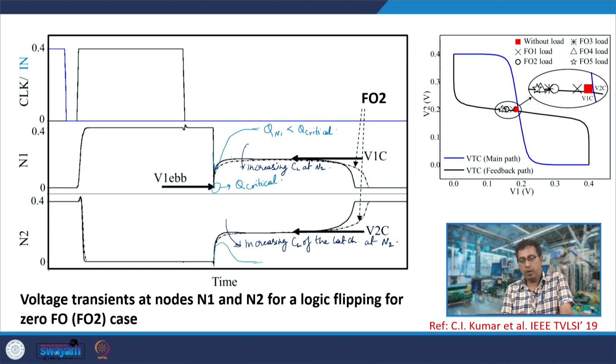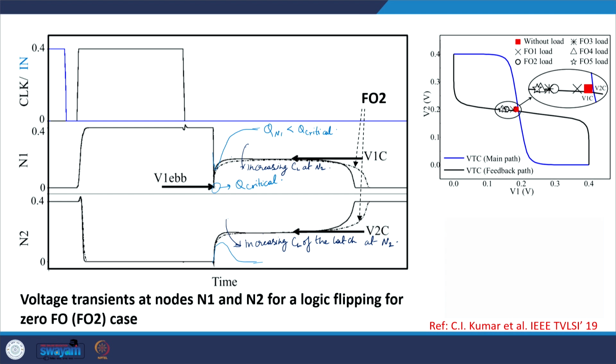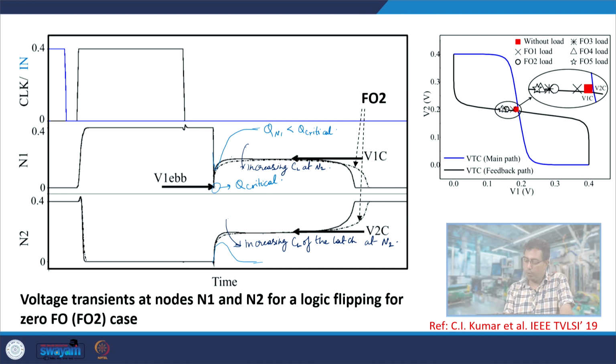PMOS current or larger charging current for node N2, and that larger charging current is required because now the load capacitance is larger, and a larger charge is required for V2 to rise to the same value. So, V2 would be rising from 0 to this value, and for that V1 would have to begin from a smaller value, so that with increasing load, this V2 can rise to the same value.